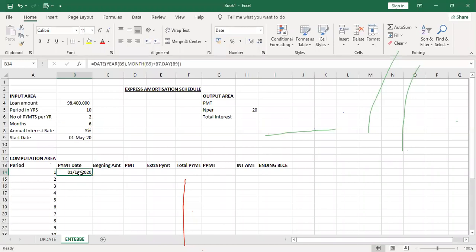So when you press enter, my payment date for period one is 1st November 2020. I can change it to this format if I want. Do you know how to change it to this format? No. Okay, click on the date you have got, the payment date for period one.